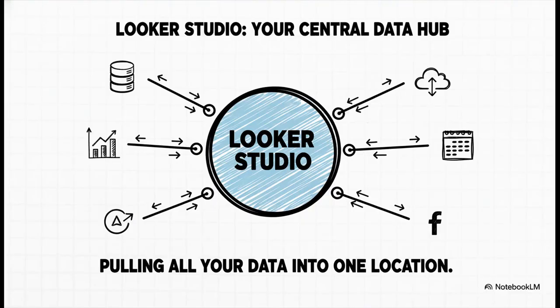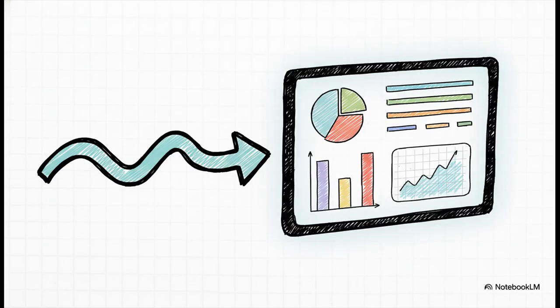Then, Looker Studio acts as that central hub. It just pulls in all the data from Meta, Google, TikTok, your spreadsheets, you name it, and brings it all together into one single spot. No more jumping between a dozen different platforms. And finally, all of that data, now that it's all in one place, gets turned into a single comprehensive dashboard. Just imagine one screen that gives you a complete, up-to-the-minute overview of how your business is actually doing.